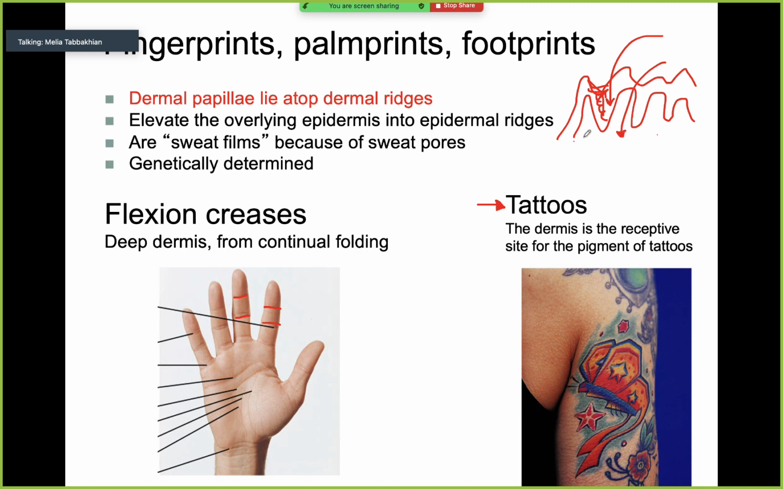So that ink stays in the dermis, but it can fade over time because remember, the dermis has a lot of blood vessels in it. And that tattoo ink can diffuse into blood vessels over time very slowly, causing the tattoo to lose some color.